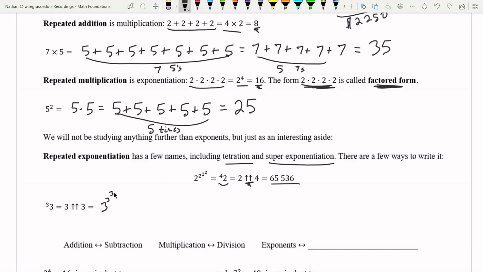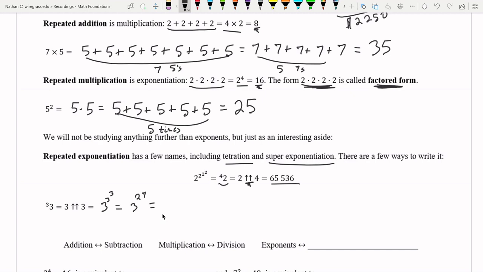So for 3, we're going to get 3 to the power of 3 to the power of 3. You're going to start in the innermost part. 3 to the power of 3 is 27. 3 times 3 times 3: 3 times 3 is 9, and 9 times 3 is 27. And 3 to the 27 is going to be 3 times 3 times 3 times 3, 27 times. I'm not going to write that out. It's going to be too many, but I will use a calculator here to calculate it.